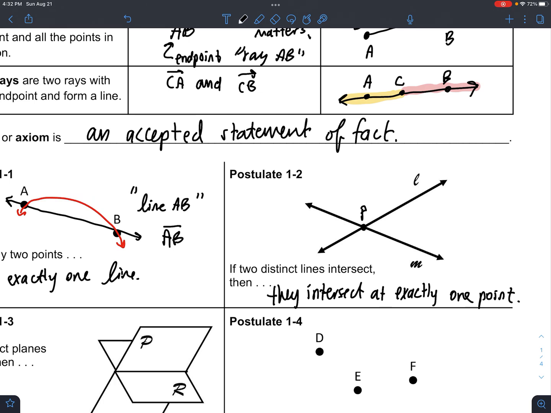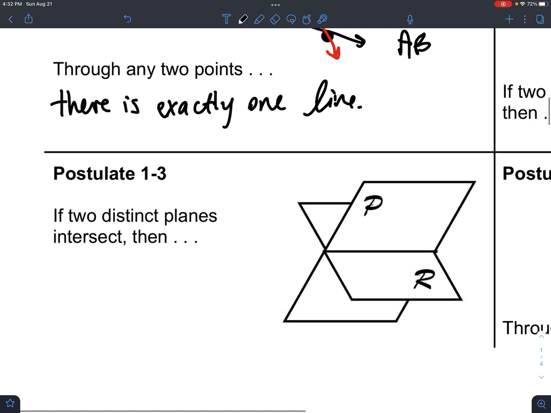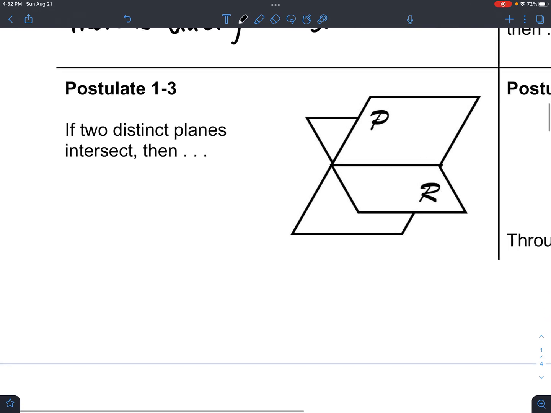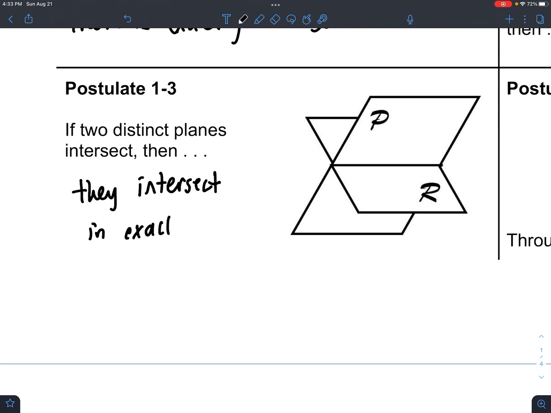Okay. A similar statement can be made about 2 planes. For example, plane P and plane R. If 2 different planes intersect, then they intersect in exactly, or on exactly, 1 line, and you can see it. So this is in 3 dimensions, but they both intersect on this line. Okay.